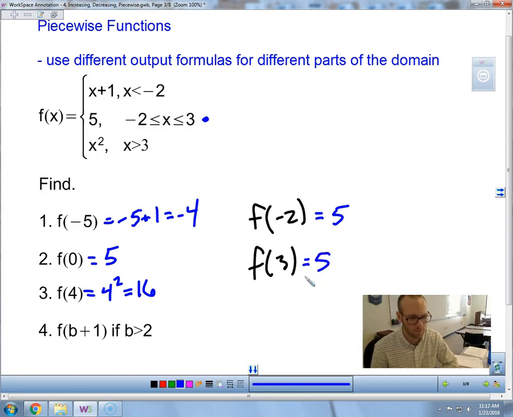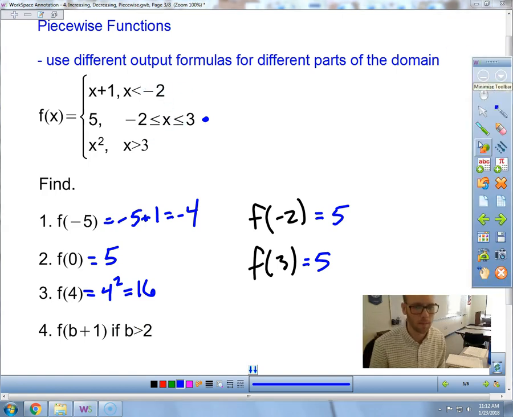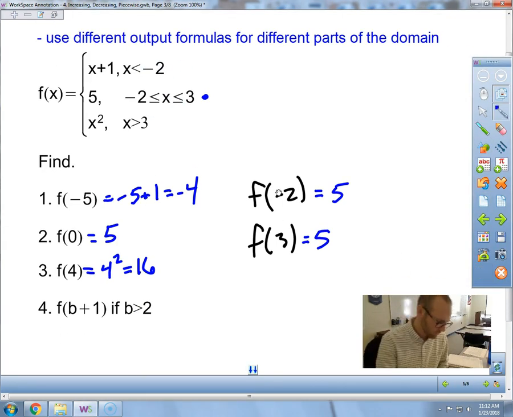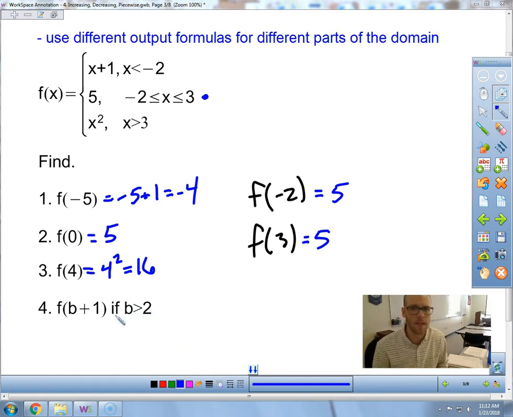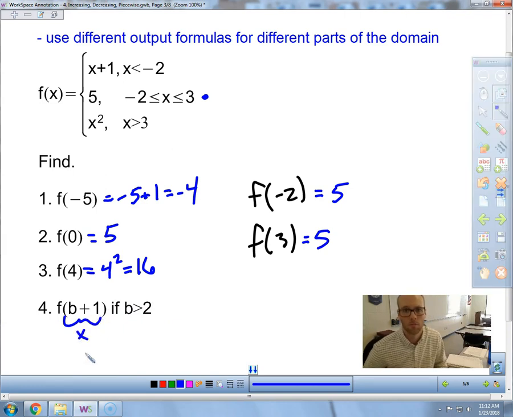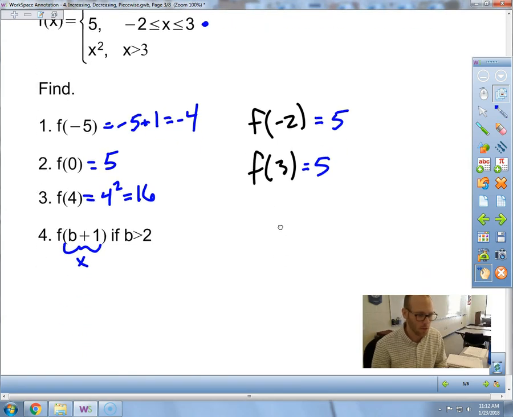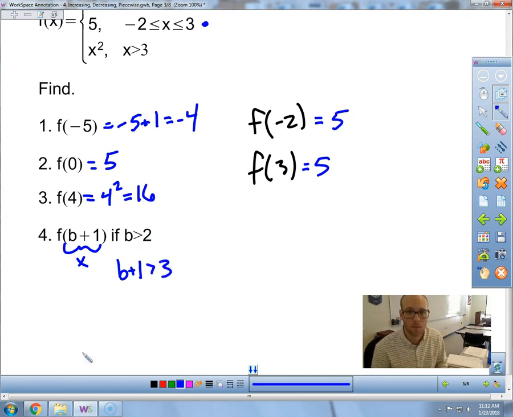All right, let's get to number 4 here, kind of an interesting one. Find f of b plus 1 if b is greater than 2. So we have to figure out which part of our domain we are looking at. Now they said b is greater than 2. Notice that's not an x, is it? This is the x. Well, if b is greater than 2, then b plus 1 must be greater than 3. And remember, b plus 1, that's the input. This is the x. So that tells us x is greater than 3.